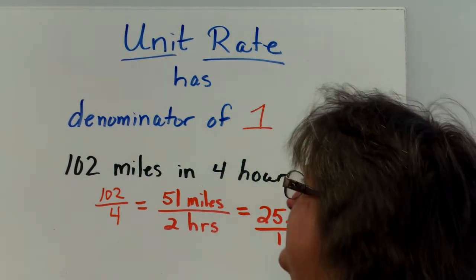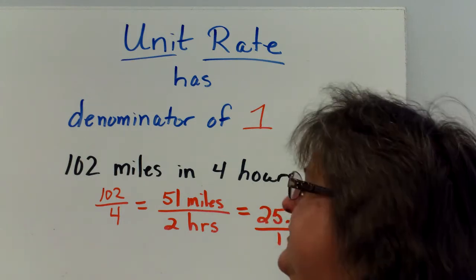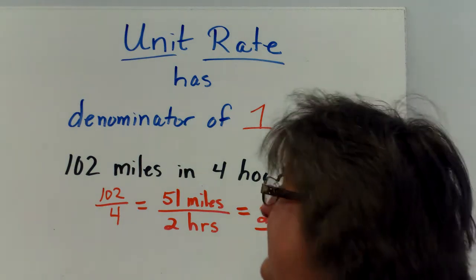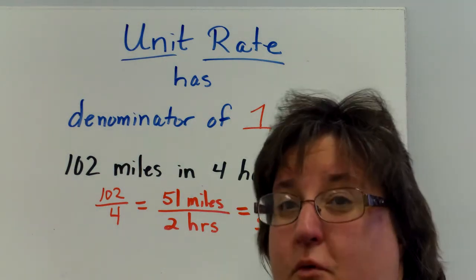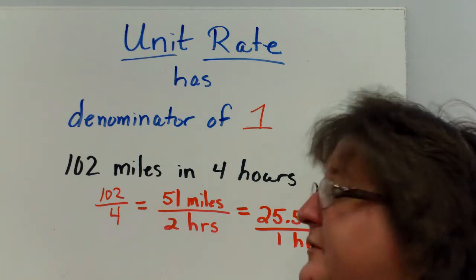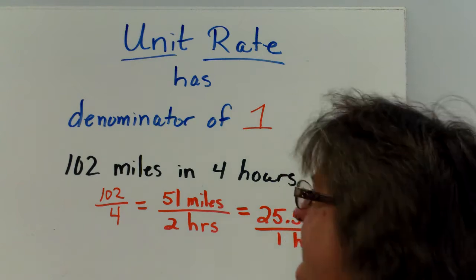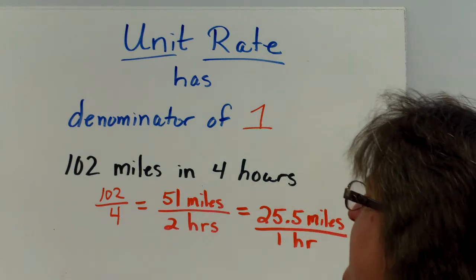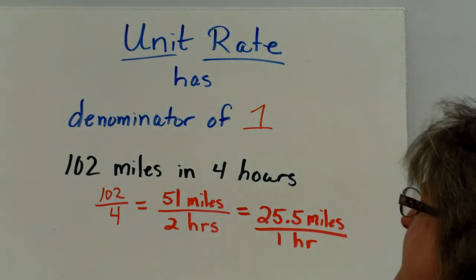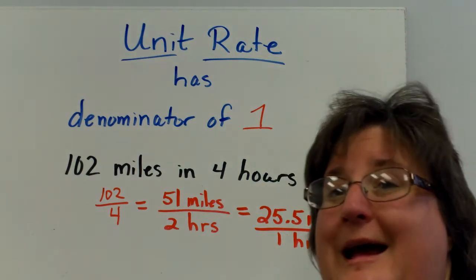A unit rate has a denominator of 1, not numerator, denominator, the downstairs number. So if we were given the fact that 102 miles was traveled in 4 hours, we would reduce that rate as 51 miles over 2 hours. That would be the reduced rate. But if they asked us for a unit rate, we would take 2 going into 51. When you do that division, you would end up with 25.5 miles in 1 hour.